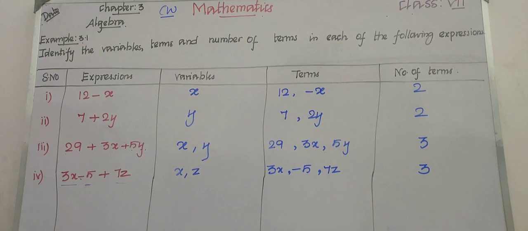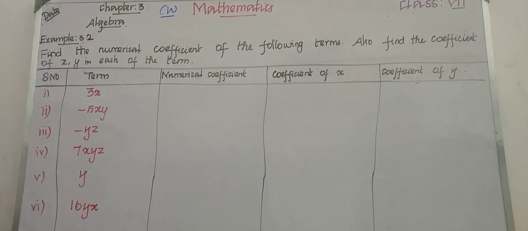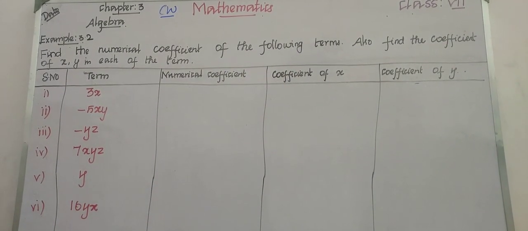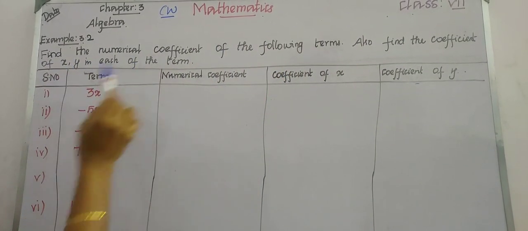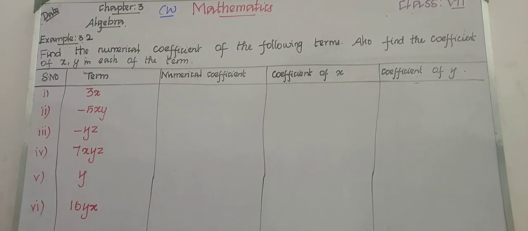Example 3.2. Pause the video and write. Okay, children, let us see example 3.2. Read the question. Find the numerical coefficient of the following terms. What is meant by numerical coefficient? Simply the number in that expression, that is called numerical coefficient. And also find the coefficient of x. We need to find the coefficient of x and also y in each of the terms. So we need to find the numerical coefficient, coefficient of x and coefficient of y.